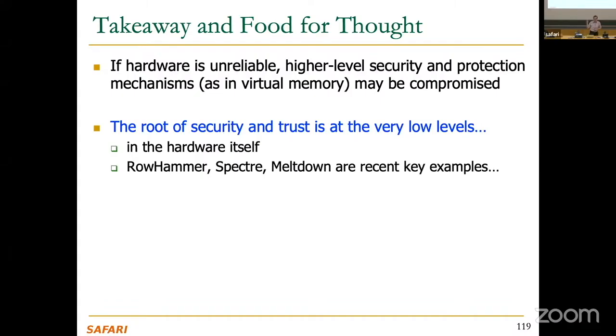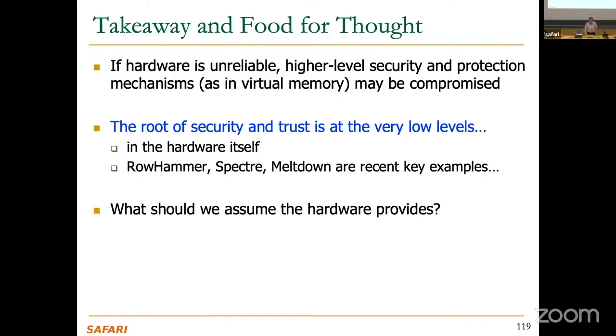And RowHammer, Spectre, and Meltdown are recent key examples. I don't cover Spectre and Meltdown. You actually have the background to think about Spectre and Meltdown because you know about caches, you know about speculative execution, you know about branch prediction, all of those, but it's more complicated than RowHammer. It's harder to exploit also.